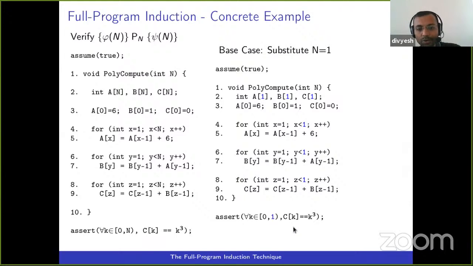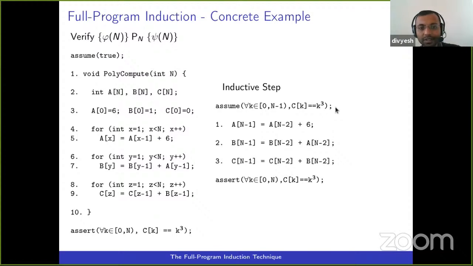Here, the post condition says that the value of the array element C of 0 is 0 cube. From the program, it is clear that that is true because C of 0 is set to 0. Thus, the base case succeeds, and we proceed to the inductive step.